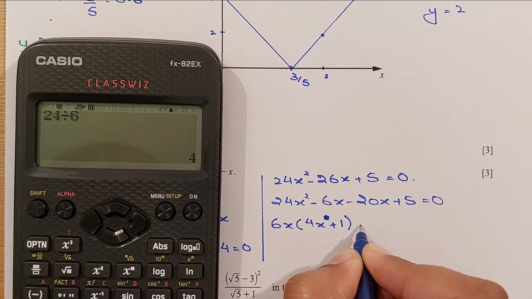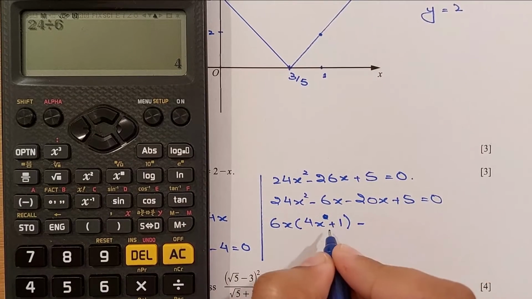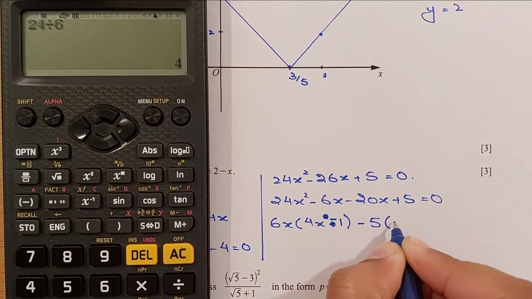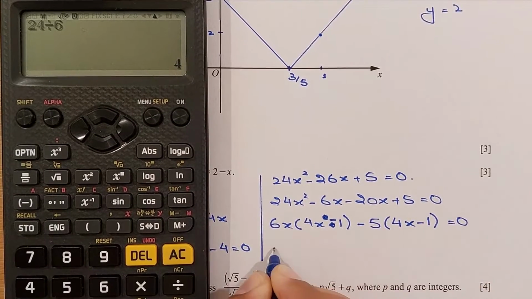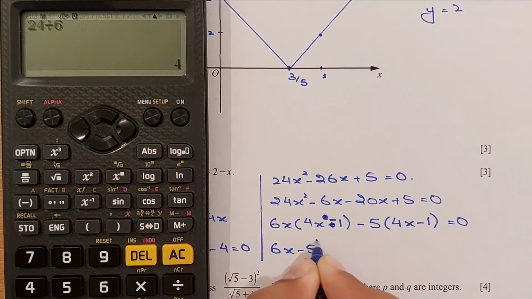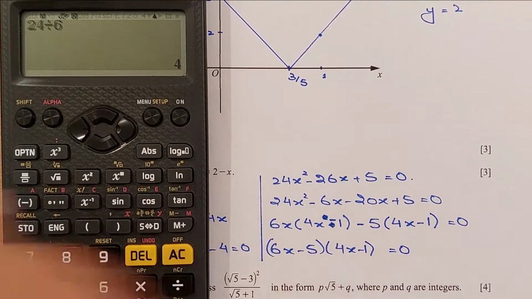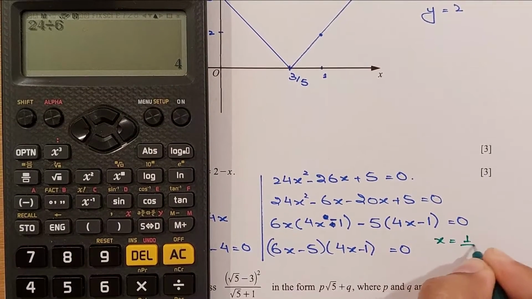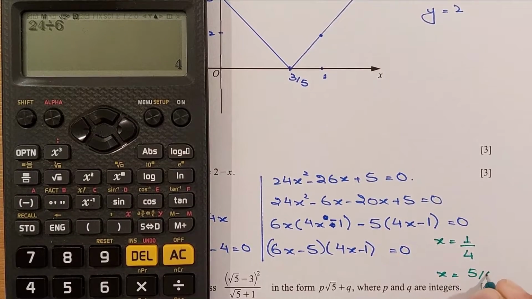minus 1), and taking minus 5 common, 5 times 4 is 20x and minus 1, equals 0. So the two factors are (6x minus 5) and (4x minus 1), equals 0. So the two solutions are x equals 1 by 4 and x equals 5 by 6.